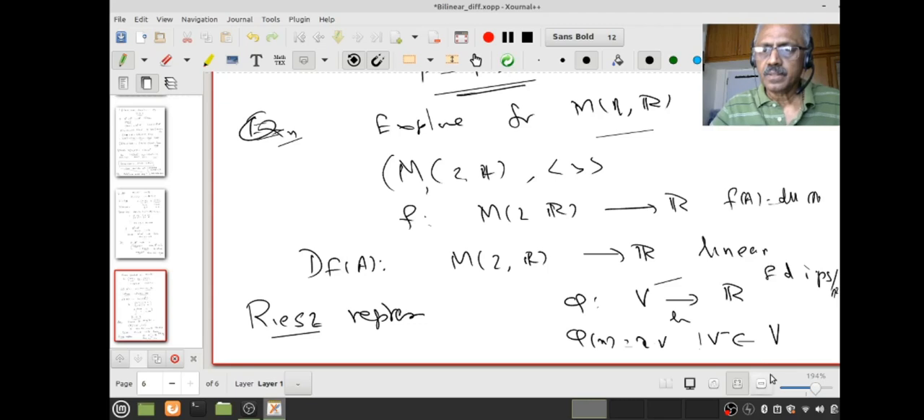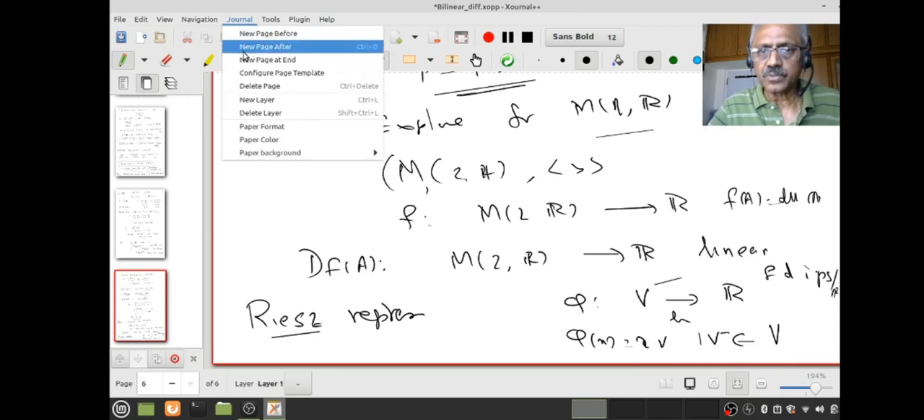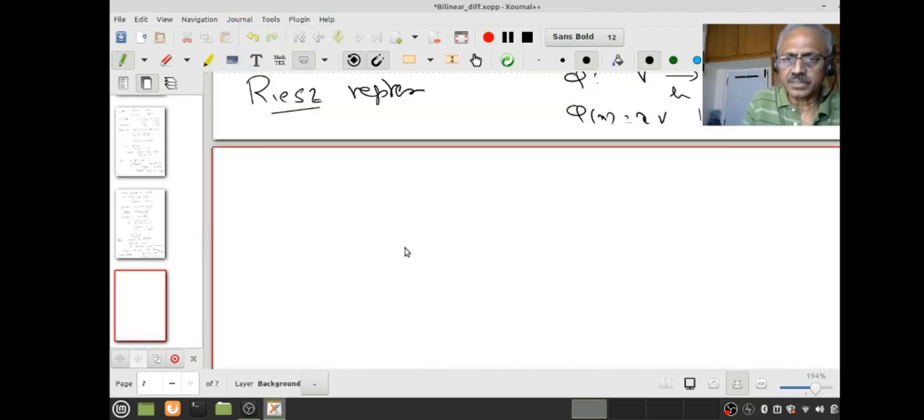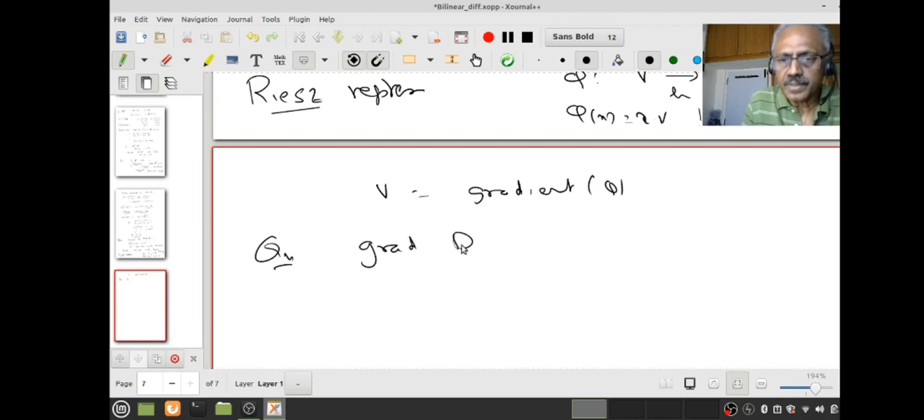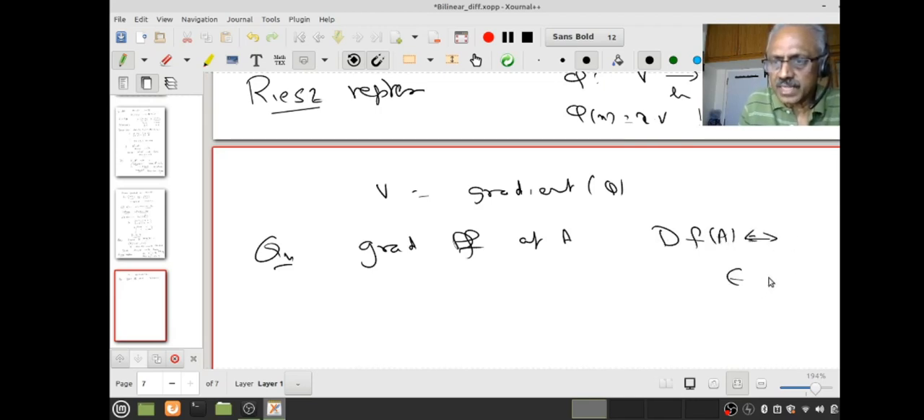This v is called the gradient. This is how we define it. Please go back to my lectures on differential calculus. This v is called the gradient of phi. So my question now is, what is the gradient of f at A, that is the vector corresponding to df at A? This corresponds to a vector, and this vector has to be a vector in M2R. You can also think of it as a vector in R4, but I would like it as an M2R matrix.